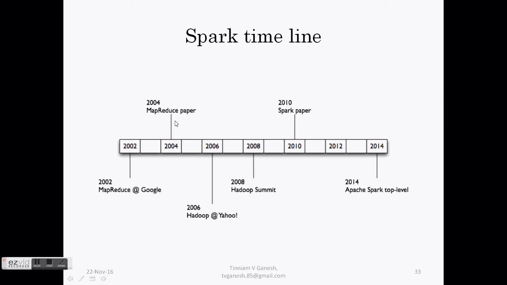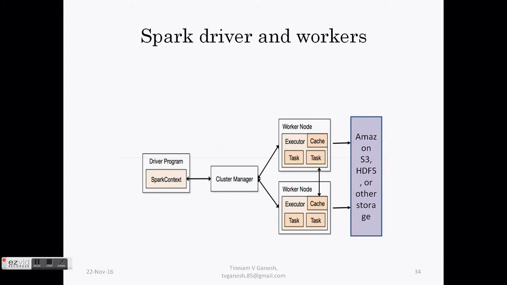This is a Spark timeline. In 2004, Google came up with the MapReduce paper. In 2006, Yahoo picked up this MapReduce, and then they came up with Apache Hadoop, which became very popular. They came up with a lot of languages like Pig, Hive, etc. And in 2010, there was a Spark paper from the University of California, Berkeley. And so there's been a lot of interest in Apache Spark because of the phenomenal increases in computation speeds over MapReduce.